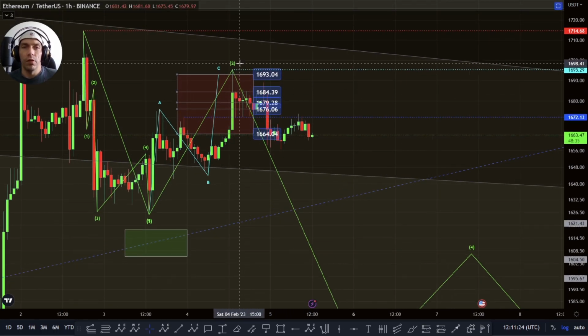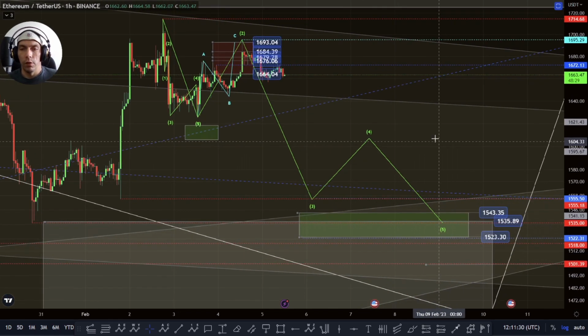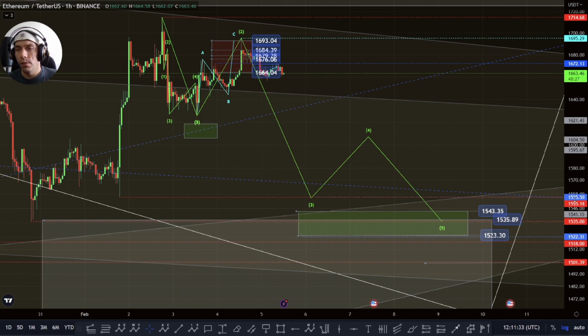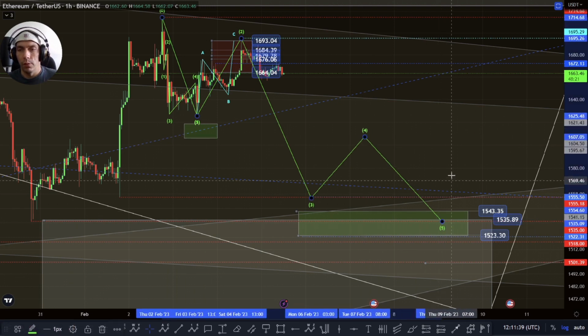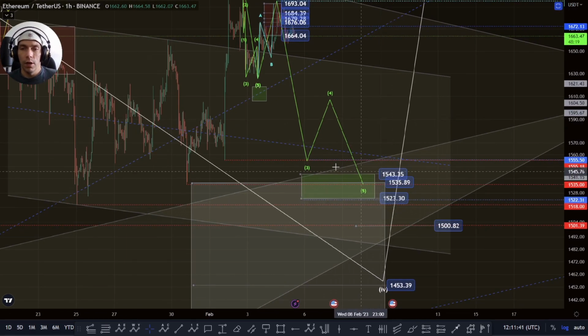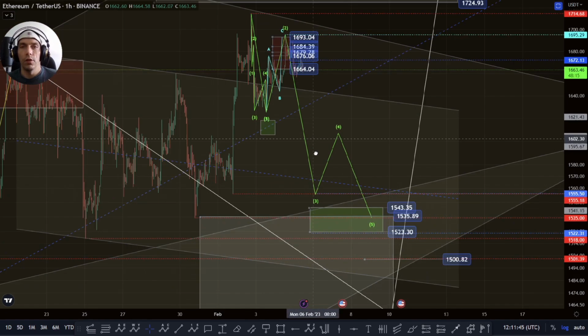So as long as we actually stay below the 1695, it is also possible we could still see this play out as a 1, 2, and then looking for this third wave to the downside. So 1555 would be confirmation of this, in which case we could then look for a fourth wave and a fifth wave to the downside. This would actually potentially take us here down into this 1543 to this 1523 zone.